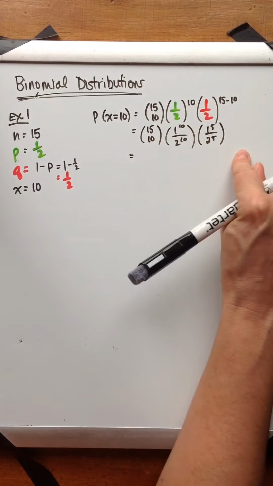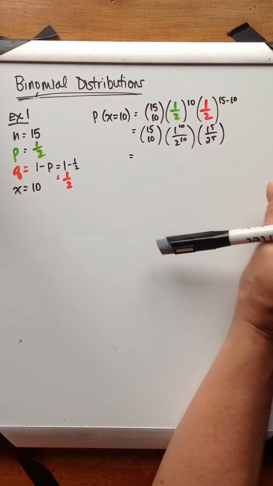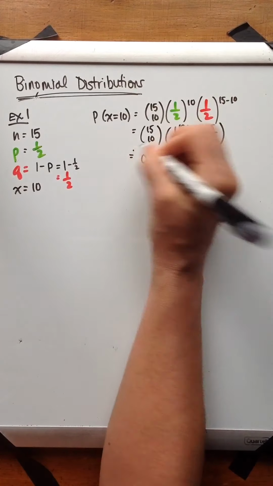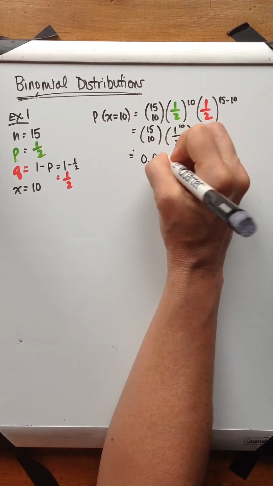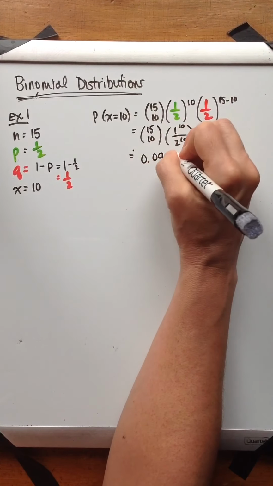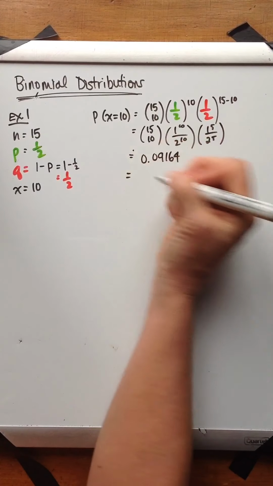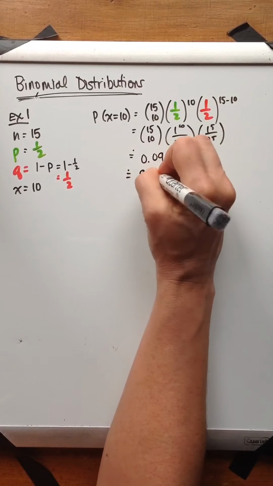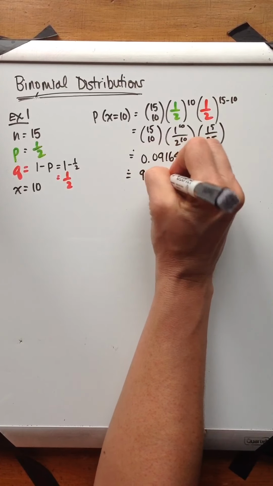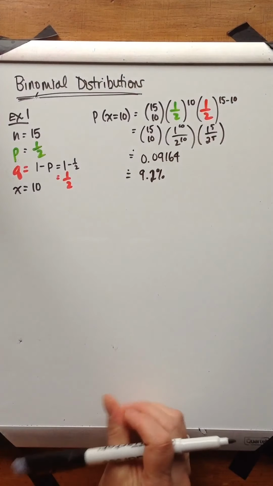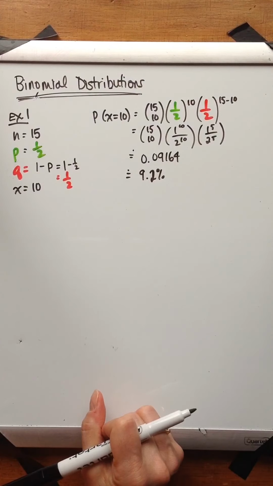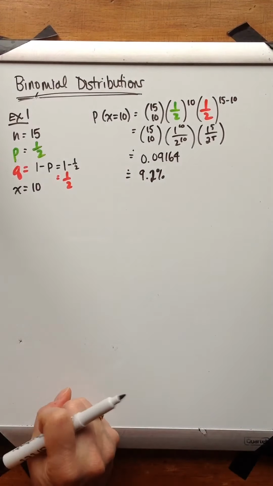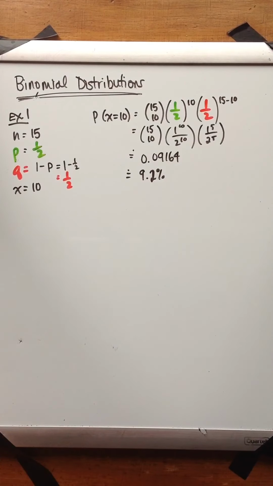Continuing on, you can do this all in your calculator at once if you like, and you should end up in decimal form with approximately 0.09164, or if you want to change it to a percent, you can multiply it by 100 and you can get 9.2%. Okay, so the probability, again, of getting heads 10 times out of 15 is 9.2%.